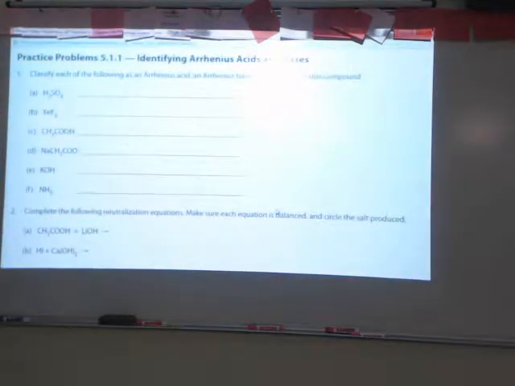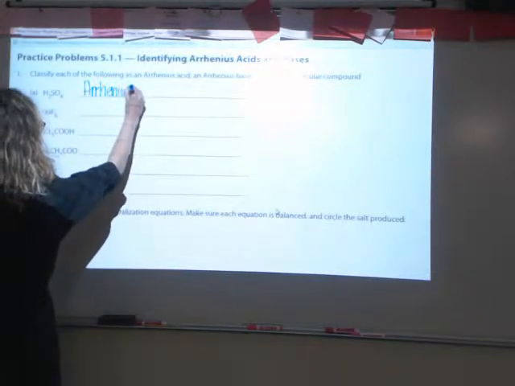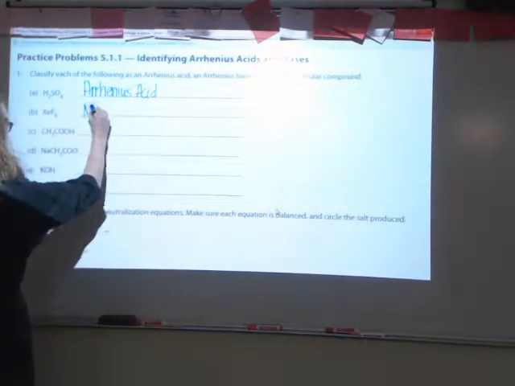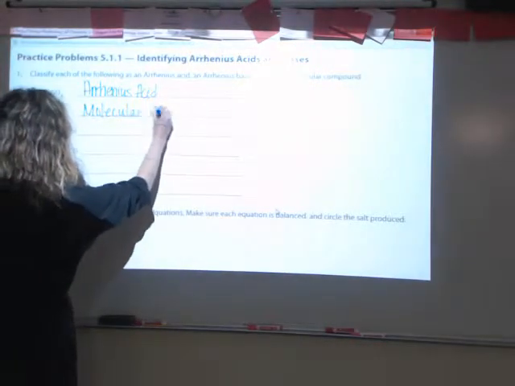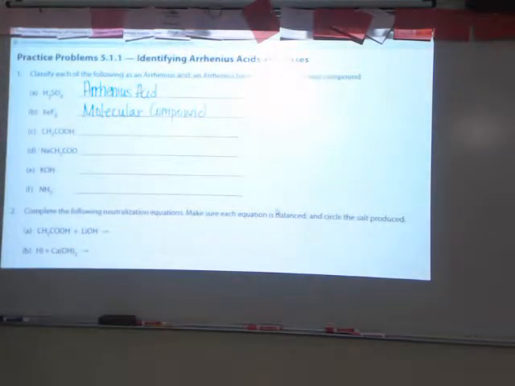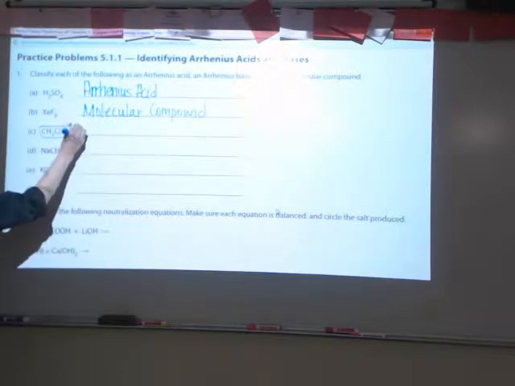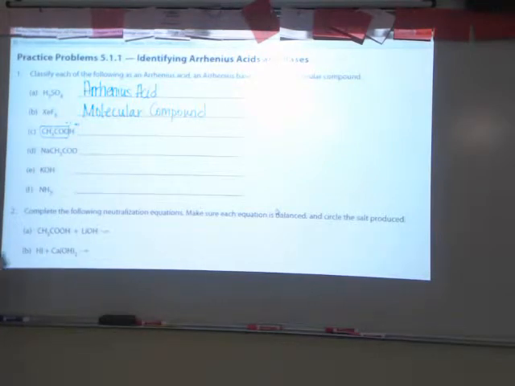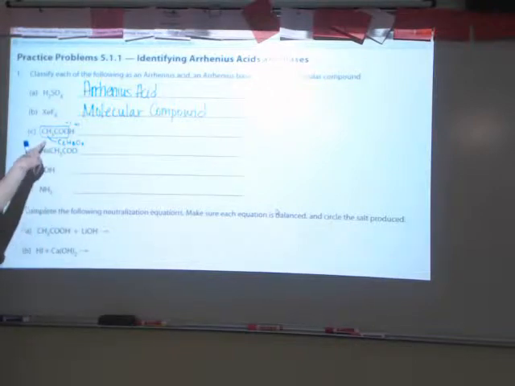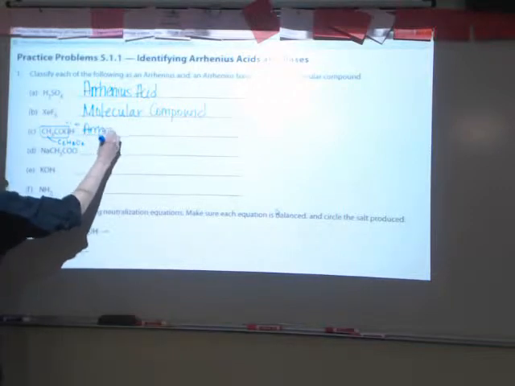A, H2SO4, acid. How about XeF6? Molecular compound, good, because those are both nonmetals. C, base. What's that right there? Does that look familiar? It's acid. That's the acetate ion rearranged. So this is acetic acid. This would be an Arrhenius acid.